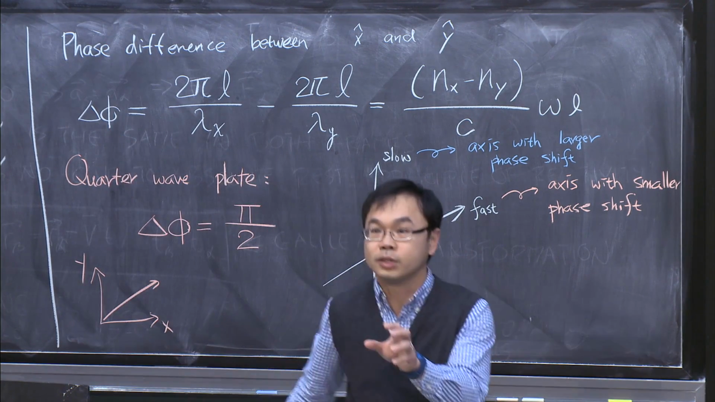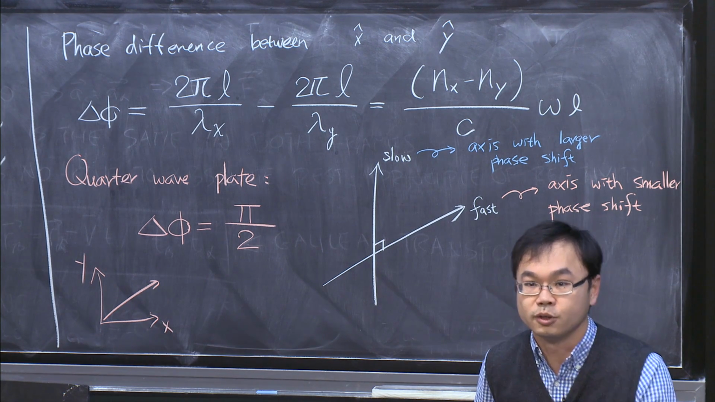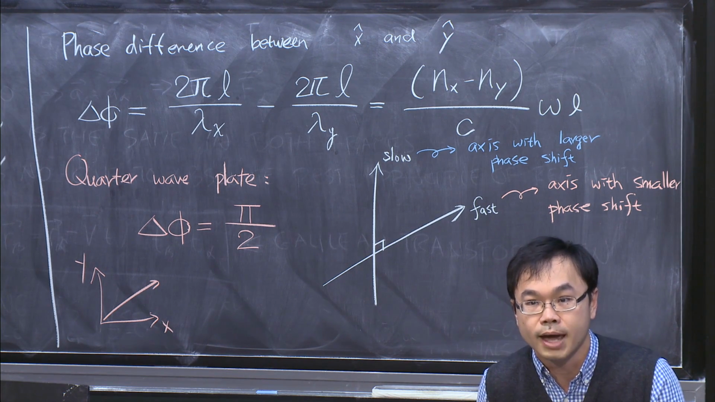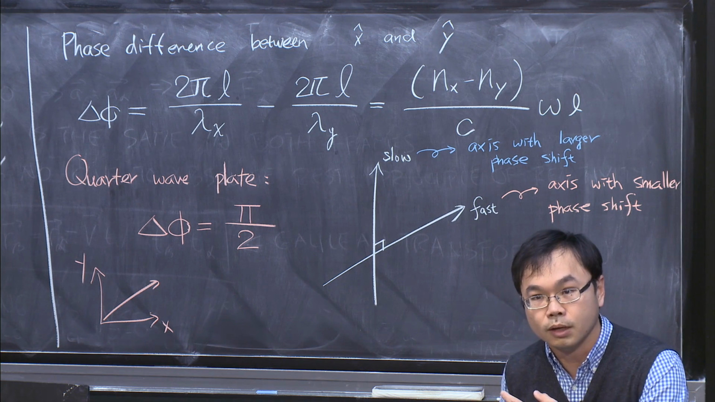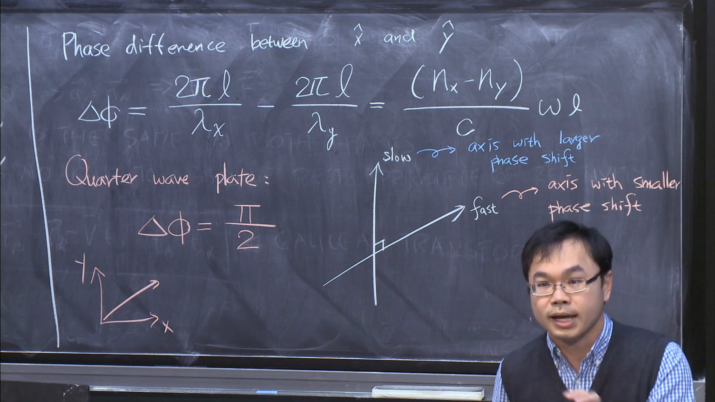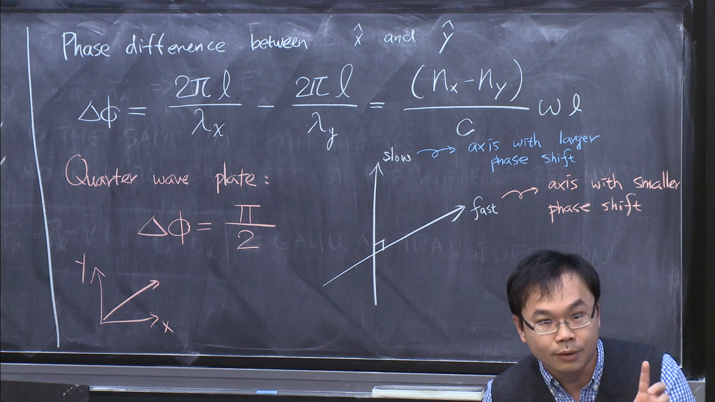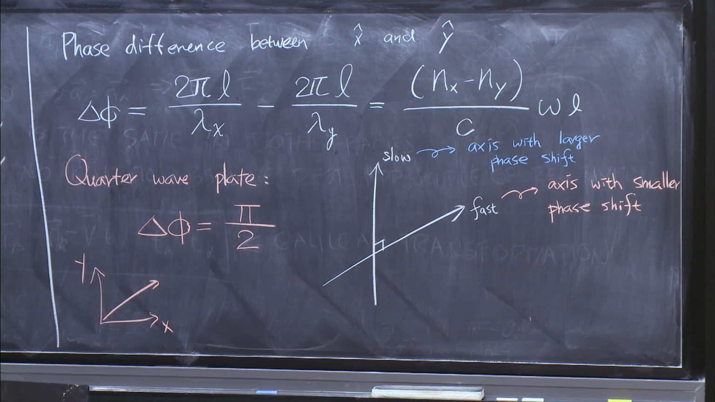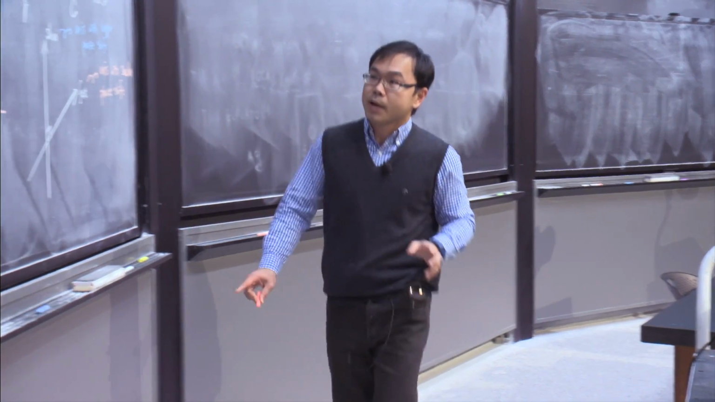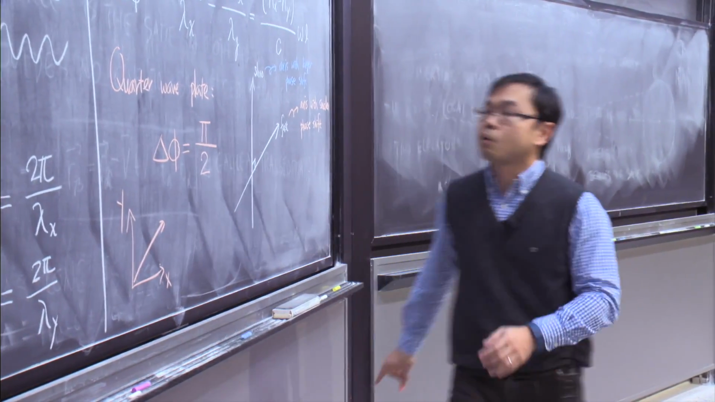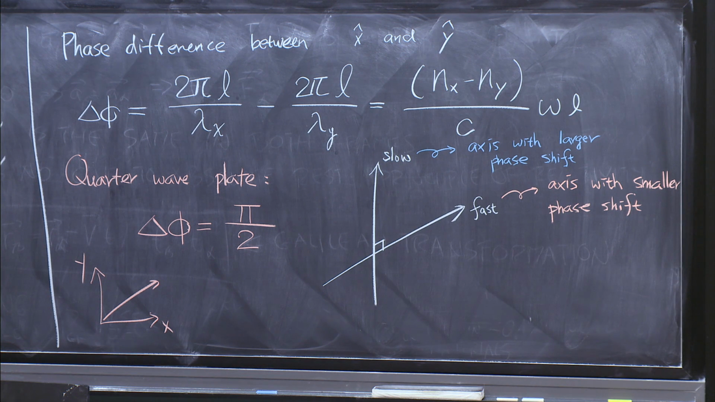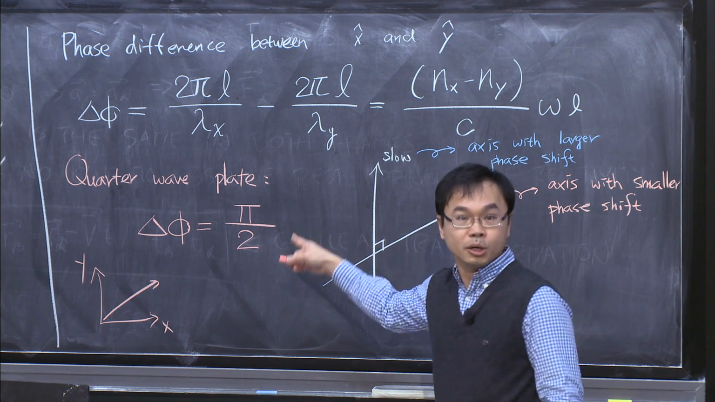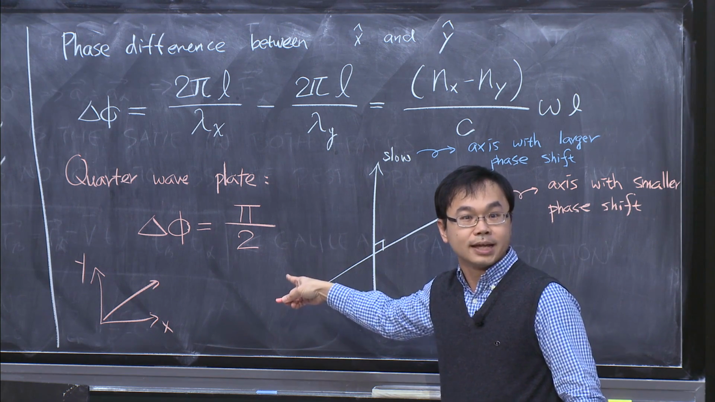Okay, so if originally there were no phase difference because this is a linearly polarized wave, after it passes through the wave plate, the phase difference between x and y will be delta phi. Okay? All right. So that's a pretty nice tool. And the so-called quarter wave plate is a device where we intentionally set delta phi to be pi over 2. Okay, why is that interesting?